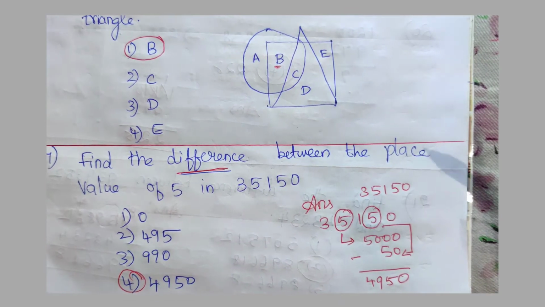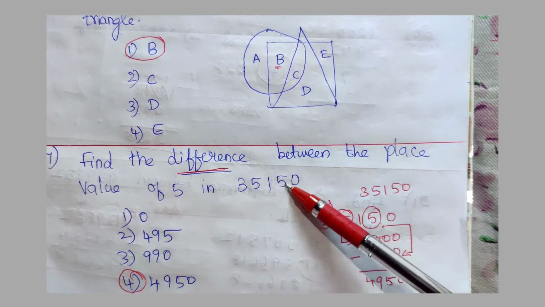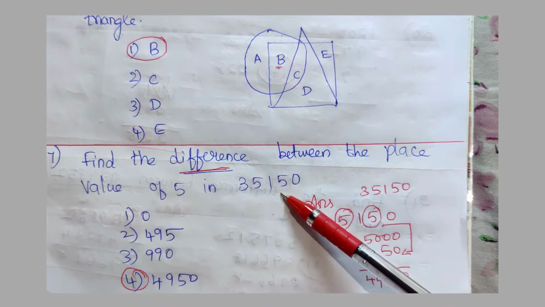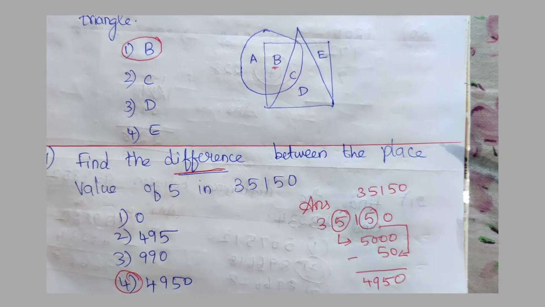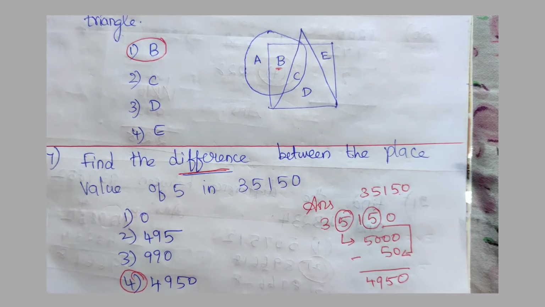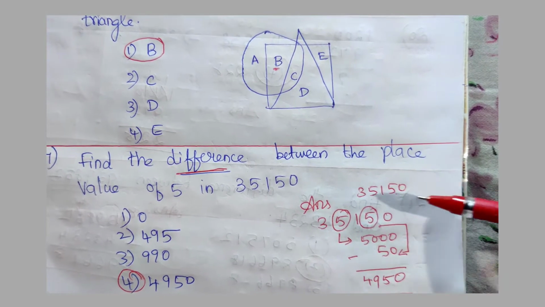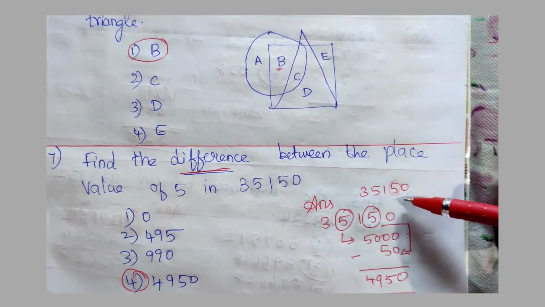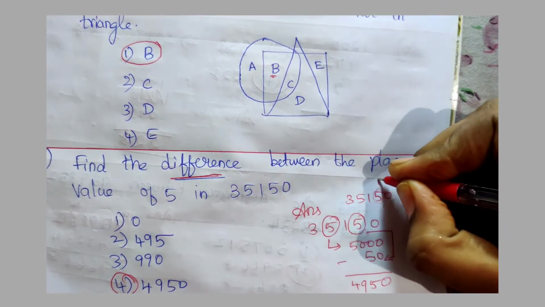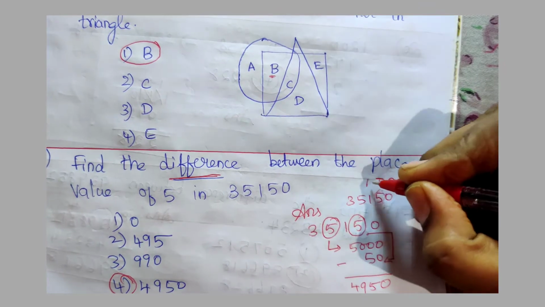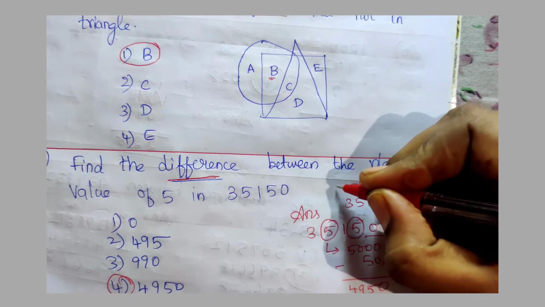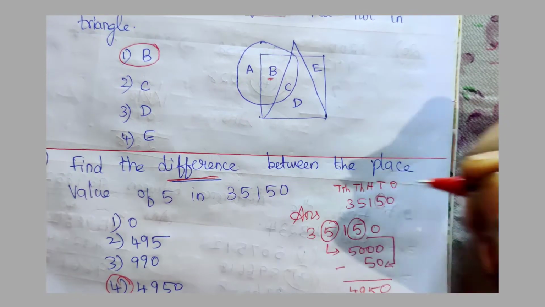Next, find the difference between place value of 5 in 35,150. See here, there are two 5s. Okay, so place value, it is not face value, place value. So this 5 place value is in the tens place. See, 0 is in the ones place, 5 is in the tens place, 1 is in the hundreds place, this 5 is in the thousands place, this 3 is in the 10,000s place.